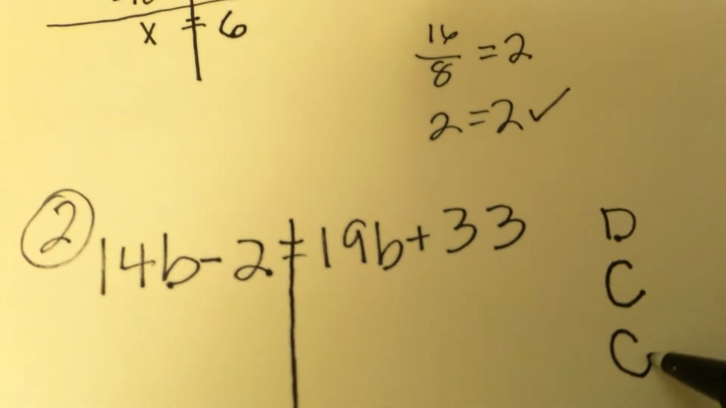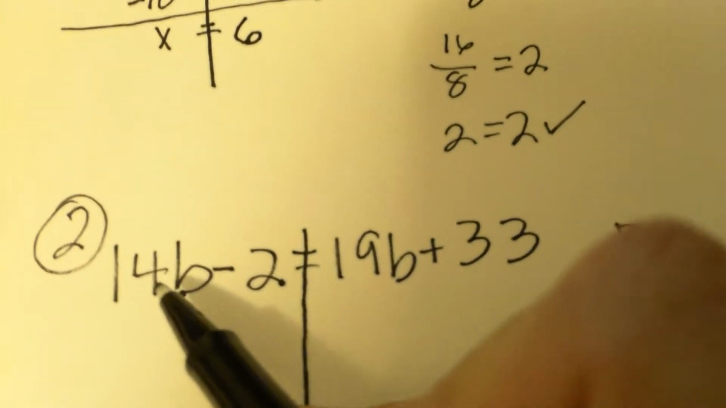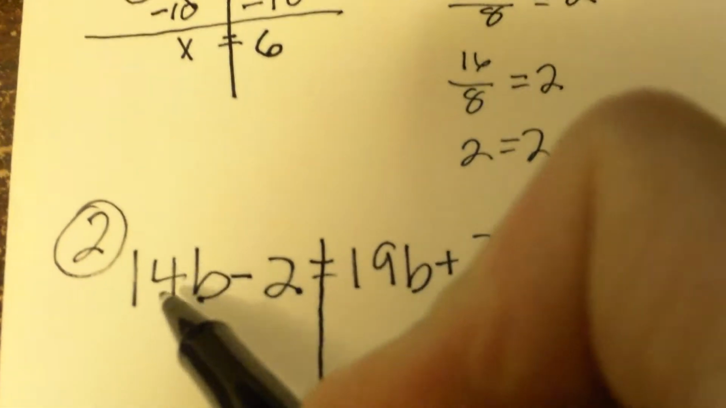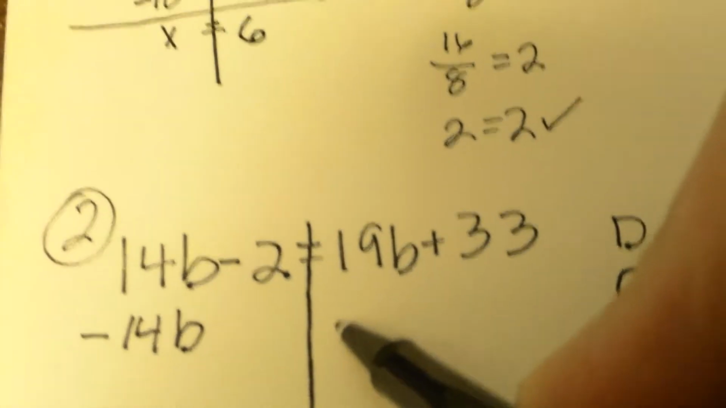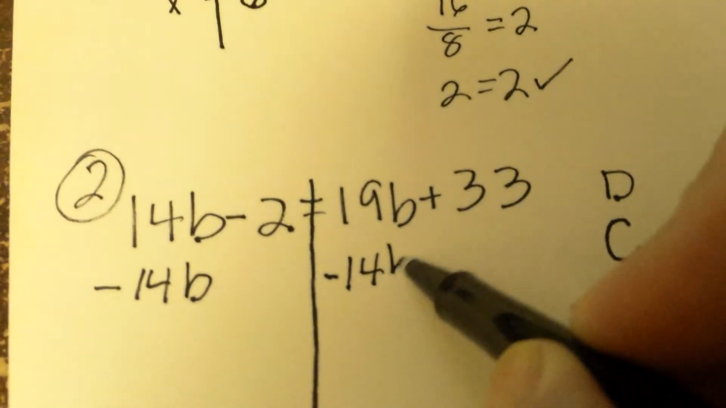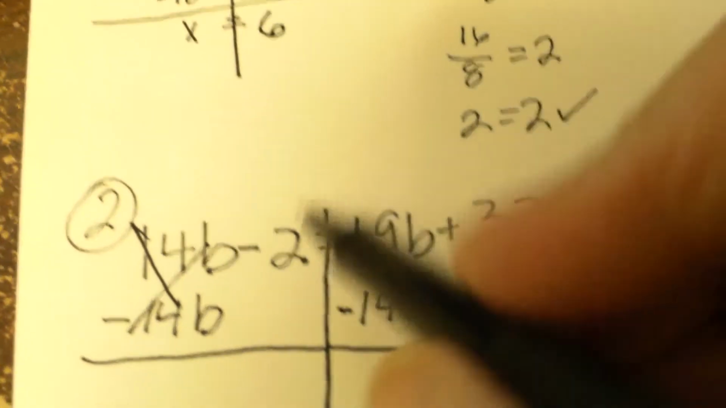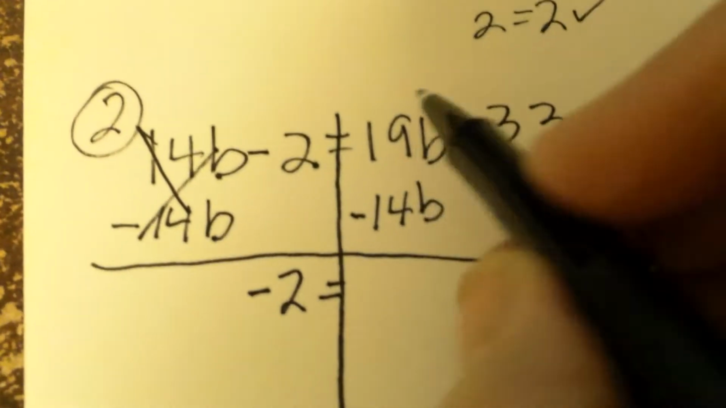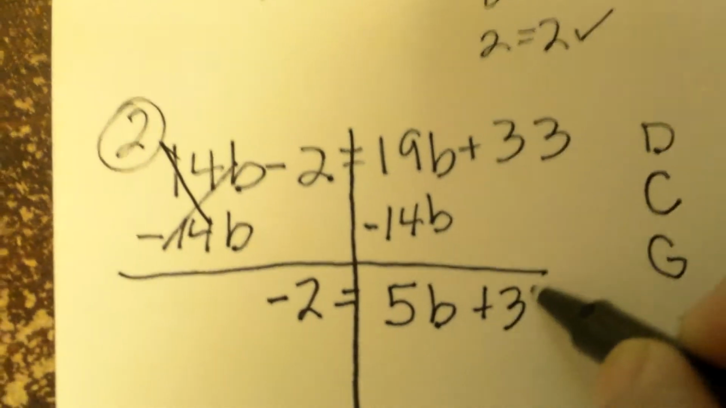Do I need to get all my variables on one side? Yes, I do. I have variables on the right side and the left side. So I either need to get rid of these 14 b's or these 19 b's, and I'm going to choose to get rid of the 14 b's, and the way that I can get rid of 14 positive b's is to combine them with 14 negative b's. And I'm going to do that on the other side to maintain my balance. These cancel out, and I'm left with negative 2 equals 19 positive b's, 14 negative b's. I'm going to have 5 positive b's left over and a positive 33.